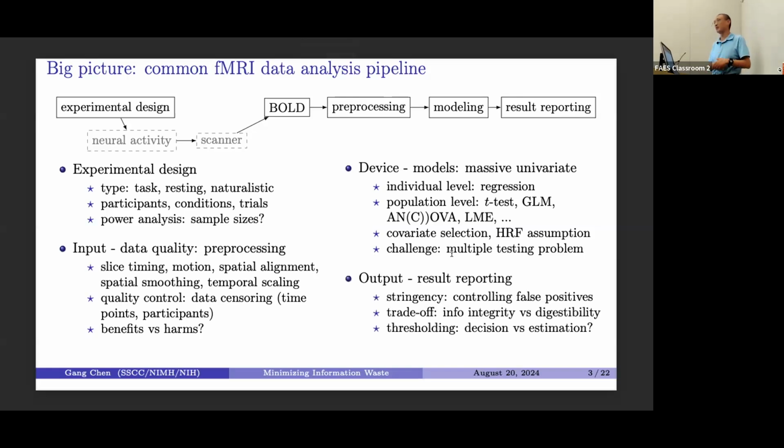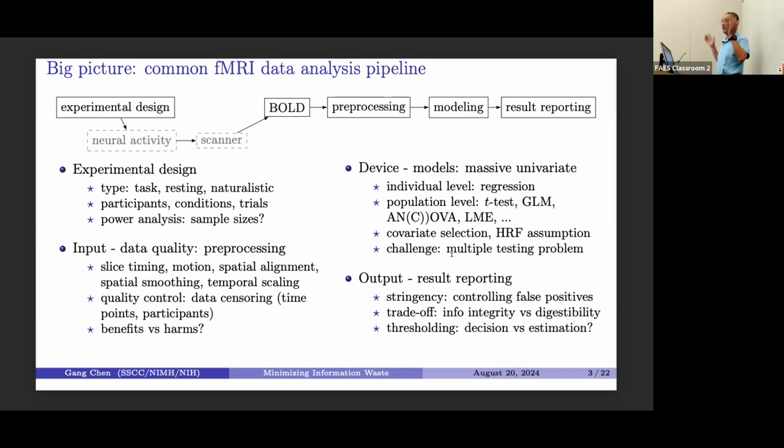But the bigger problem is what people call the multiple comparison problem. Suppose we have 200,000 voxels in the brain. Because we analyze each voxel separately, that means we do 200,000 separate tests. So immediately we have, in traditional statistics, the problem called multiple comparison. Some people call it the multiple testing problem.